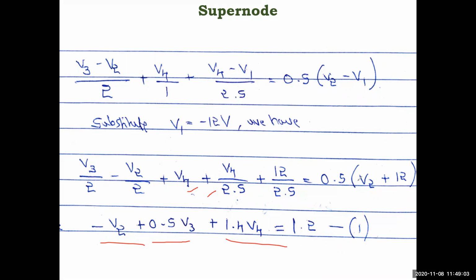So how much are you getting? And then 12 into 0.5, how much are you getting? It may be 6 here, 12 into 0.5, and 12 by 2.5, how much is it? 4.8, I think. This plus is there, so if you take it to the right side it will become minus 4.8, and you'll get 1.2. That's what I got. This is equation 1.